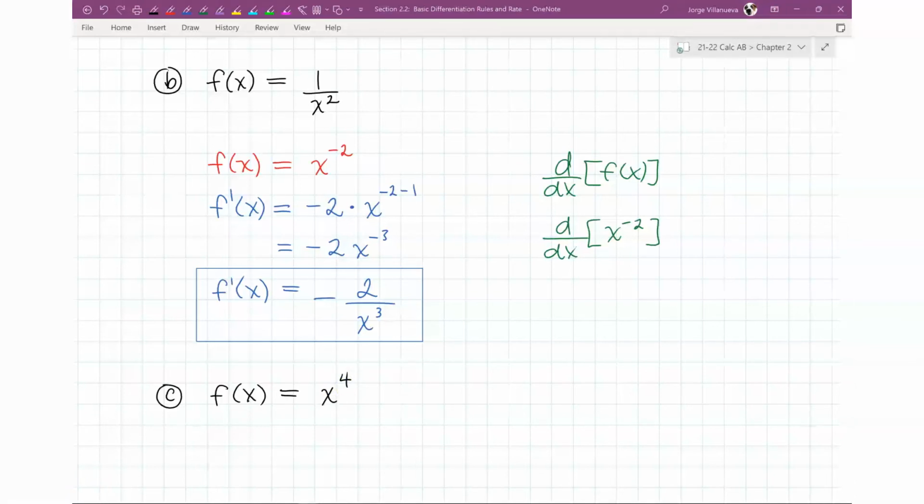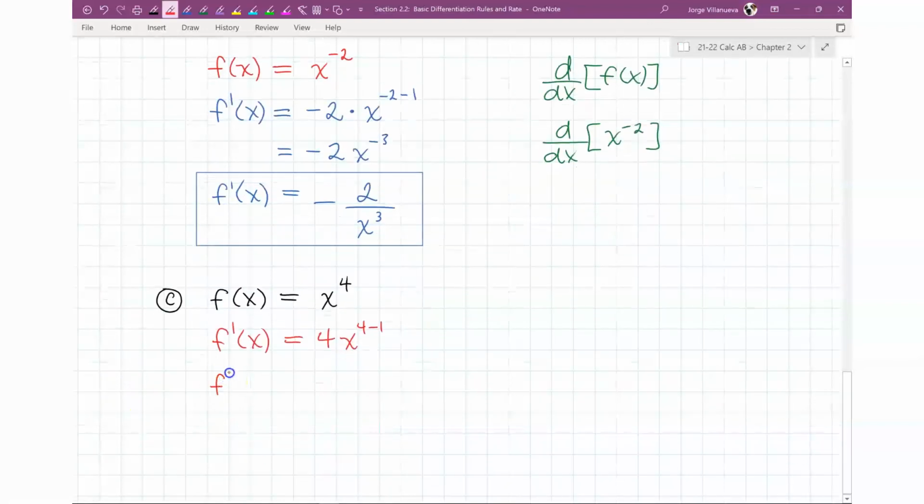4x cubed is correct, yes. So f prime of x, drop your 4, x to the 4 minus 1. By the way, you don't have to show the work when you do this, you can do it in your head. So f prime of x would be 4x cubed.